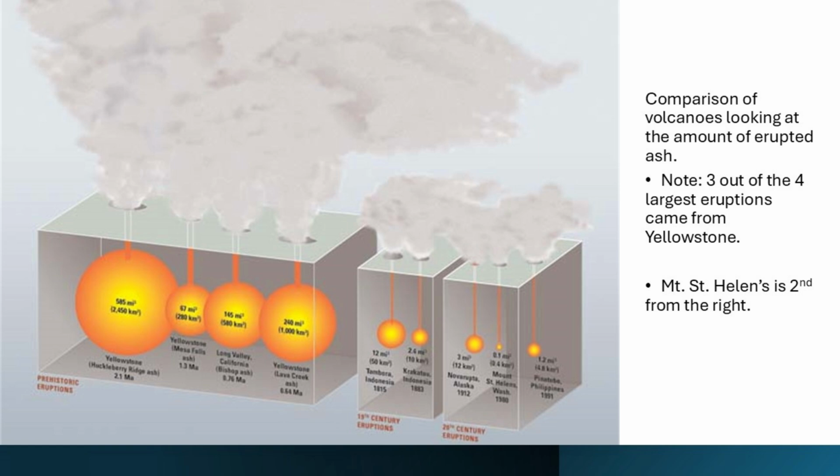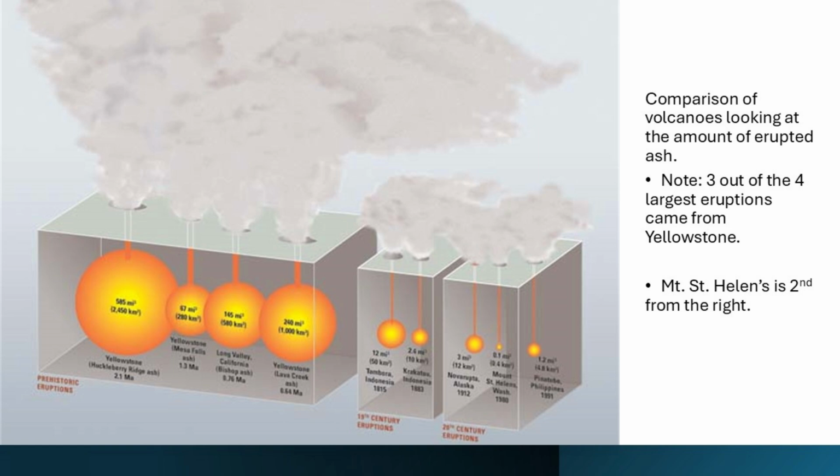The next two over were from the 1800s: Krakatoa in Indonesia in 1883, and then Tambora in Indonesia in 1815. The Tambora eruption, which is the one on the left side of the 19th century group, is actually the most powerful volcanic eruption in recorded human history.